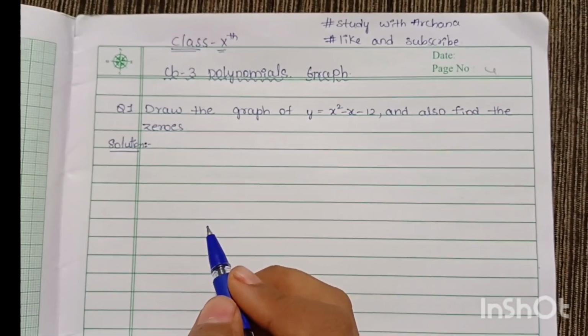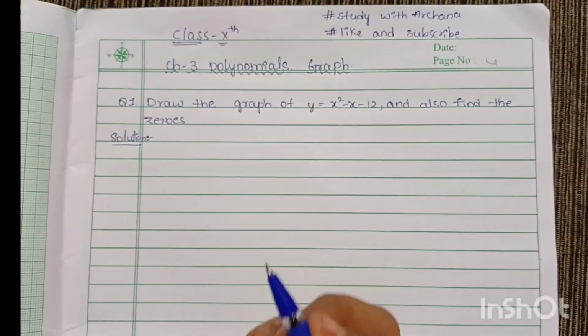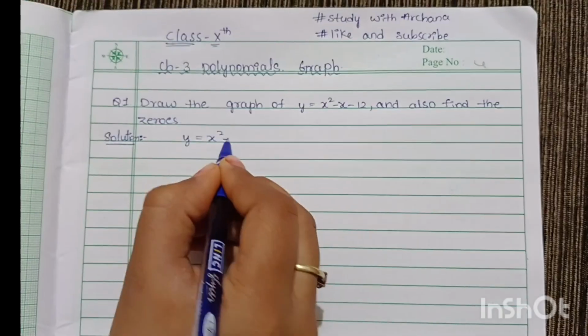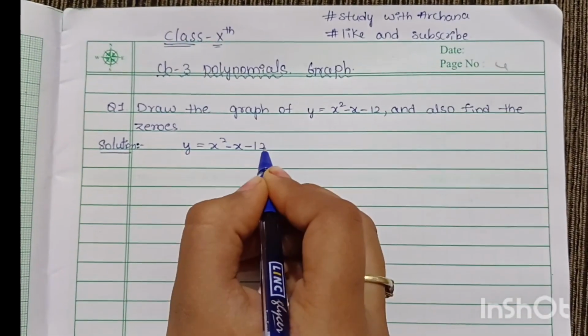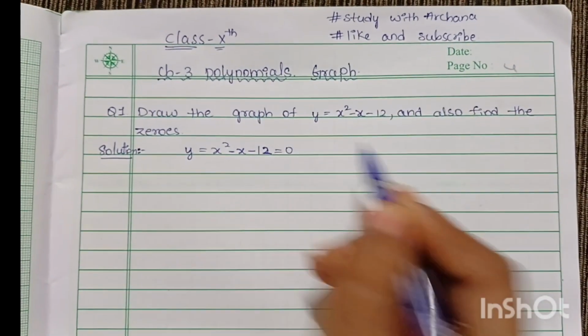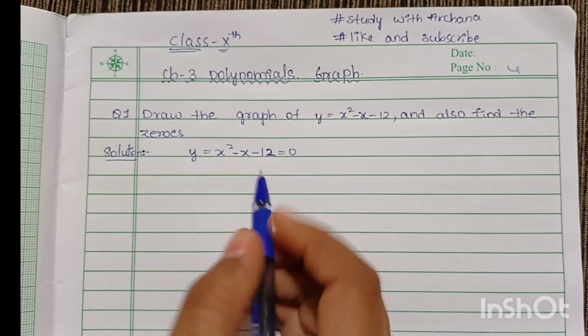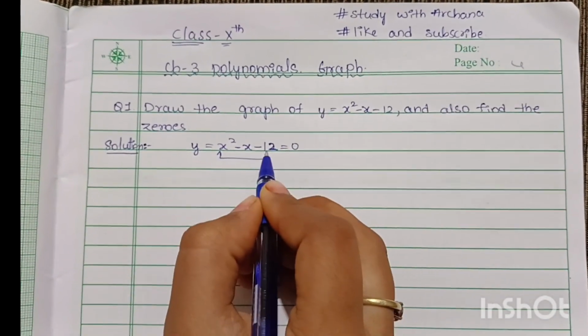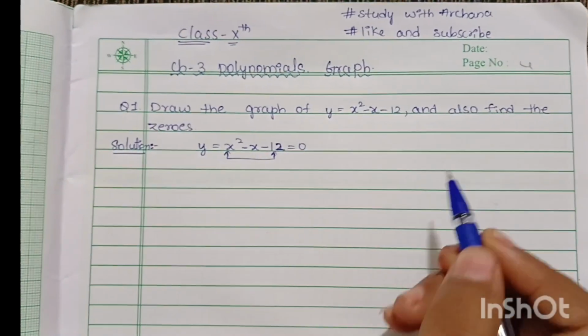So today we'll do polynomial graph. Here the equation is given as y equals x square minus x minus 12. We'll take it as equal to 0. First we'll do factorization. The first step of graphing any polynomial is factorization.